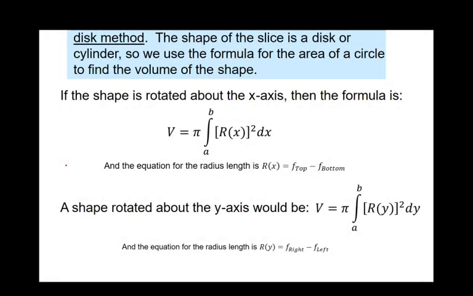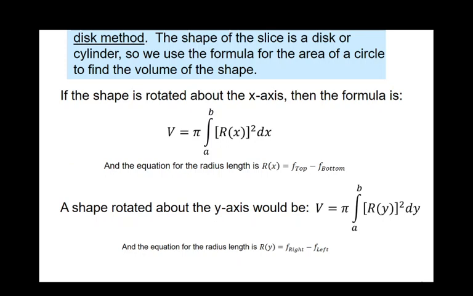So this application of the method of slicing is called the disk method. The shape of the slice is a disk or a cylinder, so we use the formula for the area of a circle to find the volume of the shape. Now, if the shape is rotated around the x-axis, then the formula is pi r in terms of x squared dx. So this looks just like our cross-sectional volume.